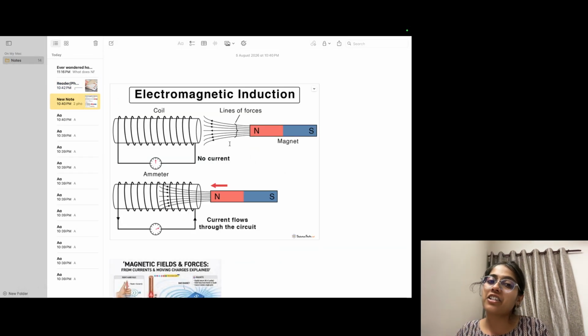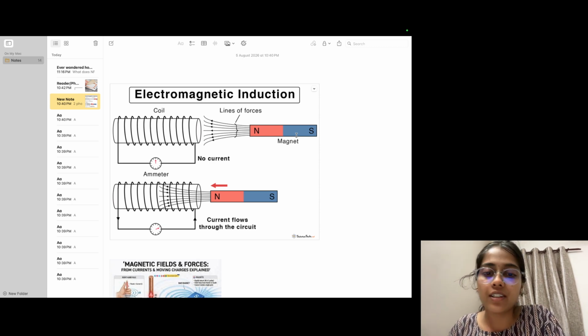Magnetic induction is basically that whenever there is a change in the magnetic field, electricity is produced. When the magnetic field is constant, electricity is not produced. Whenever there is a change in the magnetic field, the ammeter moves. So that means a change in magnetic field produces current.